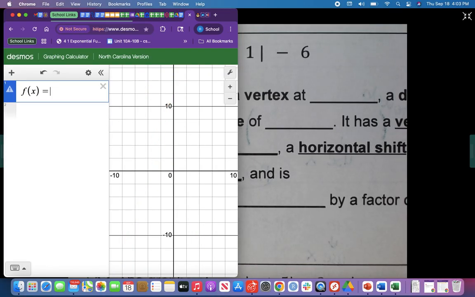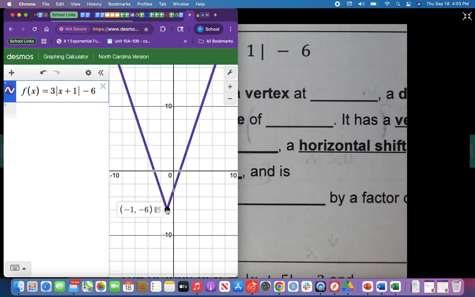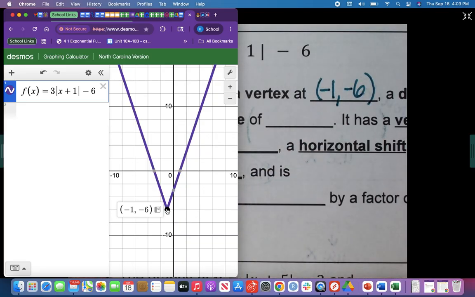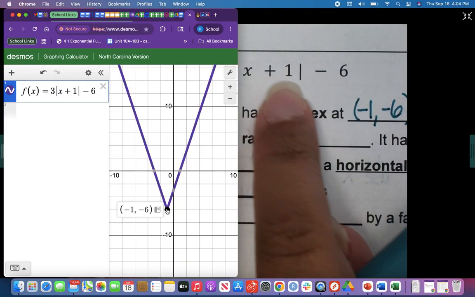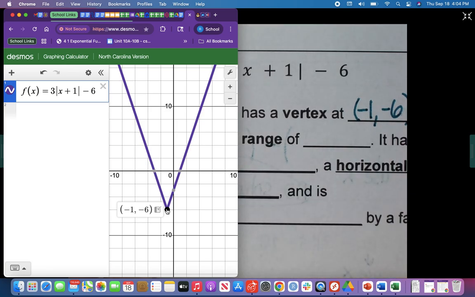So f of x equals 3 times the absolute value of x plus 1, minus 6. Okay, so this is our graph. The first question asks, what is the vertex? So your vertex is (-1, -6). Remember, you can also get that with switch, keep, or you could just graph it.